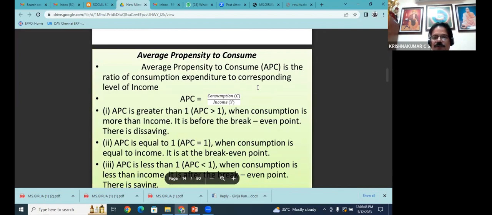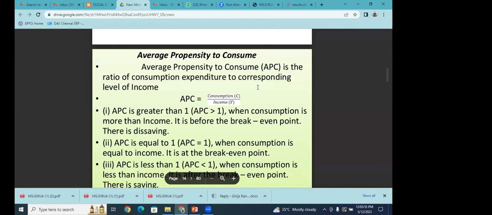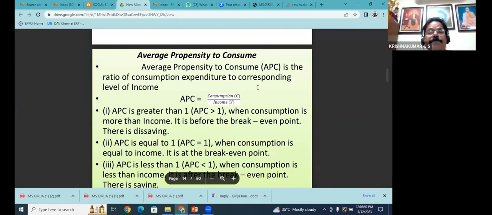Average propensity to consume and marginal propensity to consume. What is actually average propensity to consume? The ratio of consumption to income. Yes, it is the ratio between consumption expenditure and the corresponding level of income. Or in simple words, APC is nothing but what portion of our income we are planning to consume, what percentage of our income we are planning to consume. That is what we call average propensity to consume.